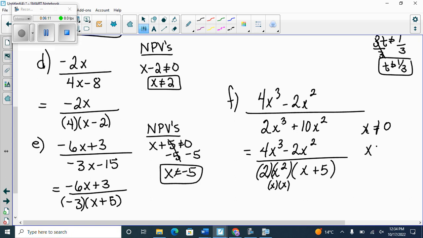And then x plus 5 can't equal 0. So x can't equal negative 5.